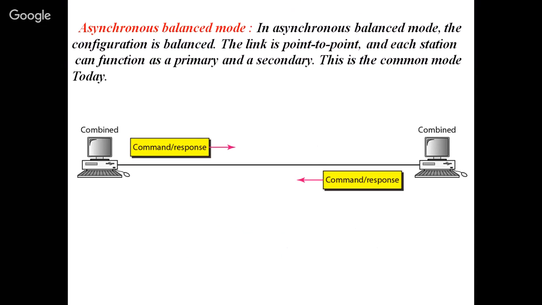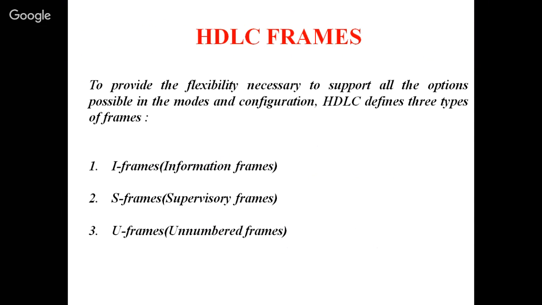In asynchronous balanced mode, the configuration is balanced. The link is point to point and each station can function as a primary and a secondary. This is the common mode of communication in today's communication world.